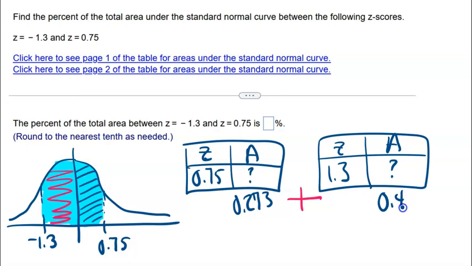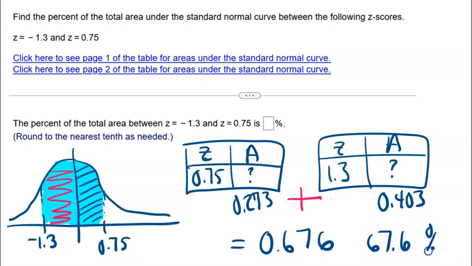So 0.403. Why are we adding? Because one's on the left side, one's on the right side, and I'm trying to find that total area. By definition of what the table gives me, it always gives me the values between the mean and that z-score, whether you go to the right or you go to the left. So when I add those together, 0.273 plus 0.403 is going to give me 0.676, if I added that right, which is 67.6%. All right, next question.